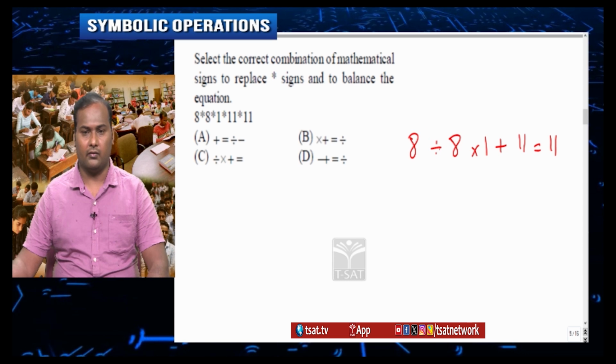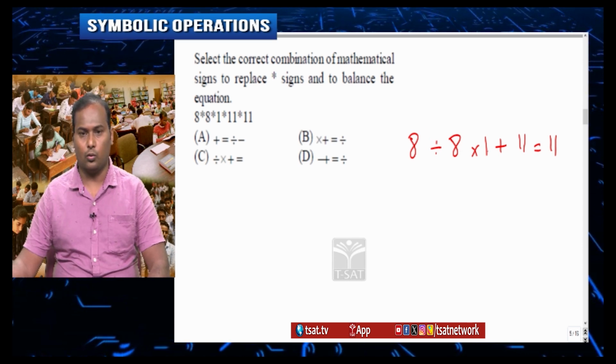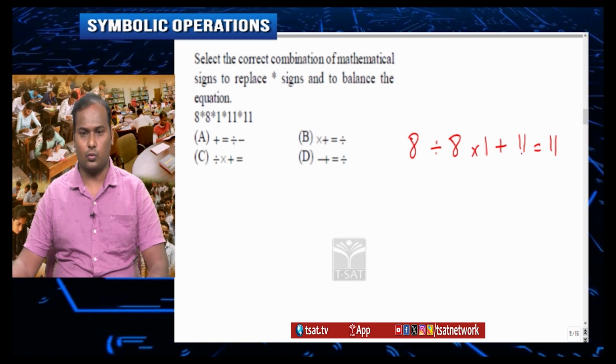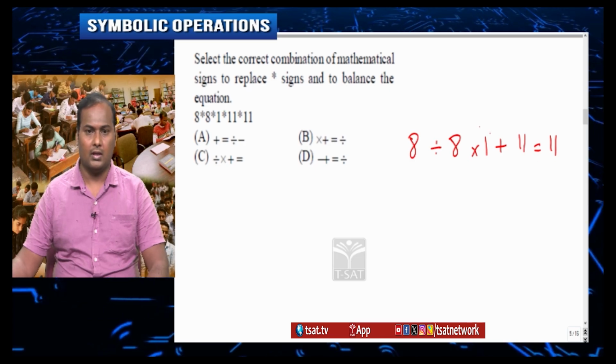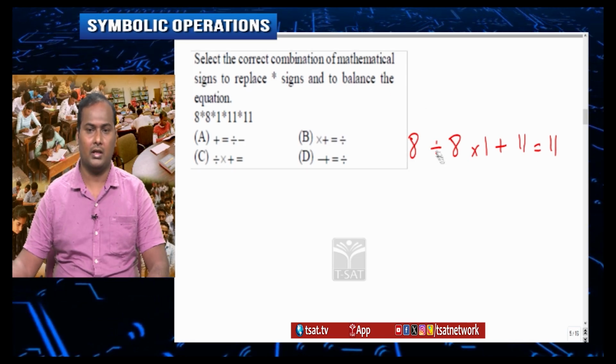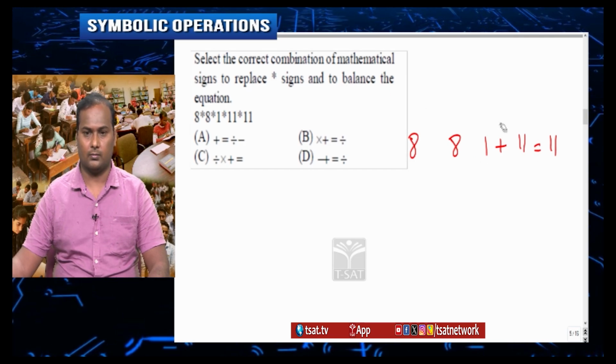You know that 8 divided by 8 you will get 1. 1 into 1 is 1. 1 plus 11 is 12. So this 12 cannot be equal to 11. So you eliminate option C as well.